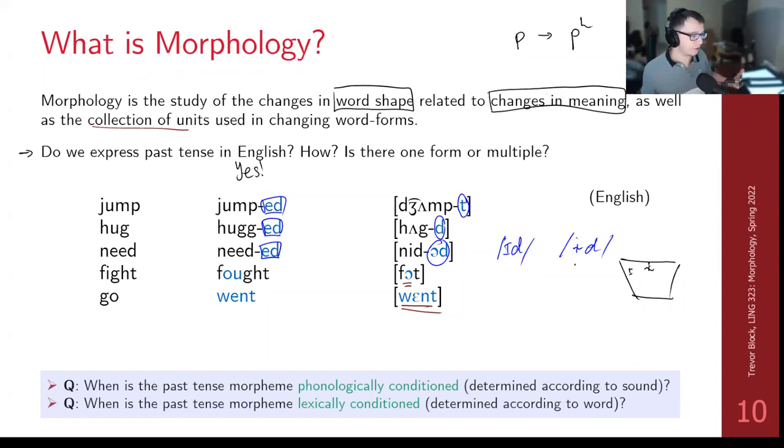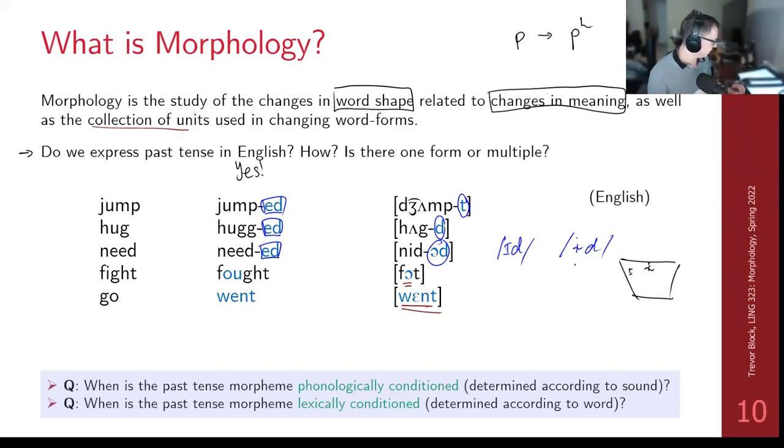And the follow-up question could be, okay, so can we come up with a rule for that? Can we come up with some sort of method that tells us where it's t, where it's d, where it's ud, where the vowel changes inside or where the whole word changes? And that can be very difficult.